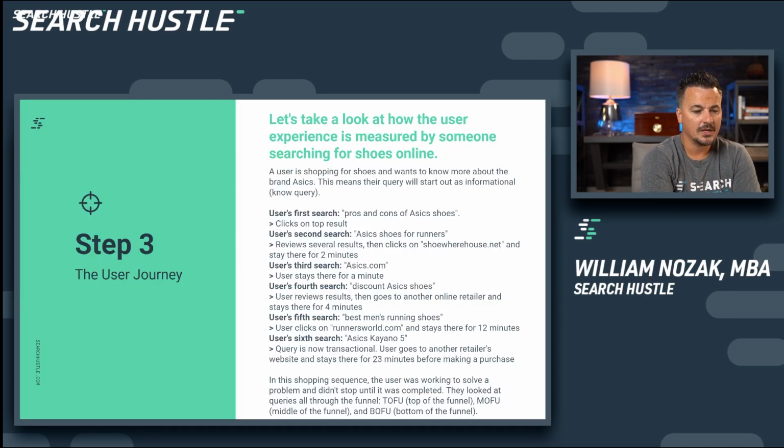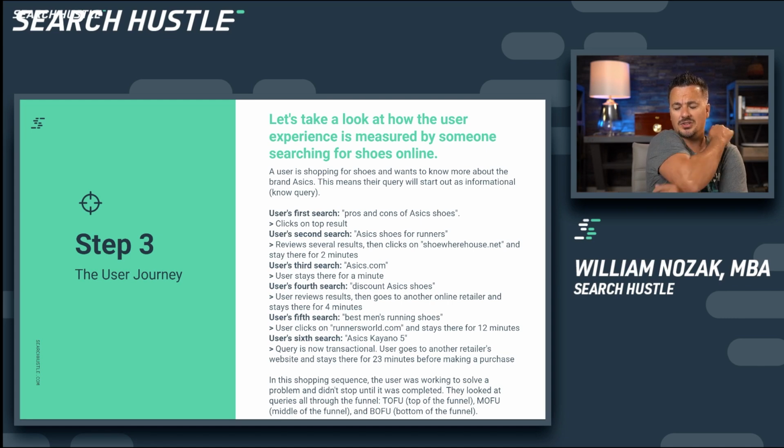Again, very good. So the user journey might look something like this. The user's first search: pros and cons of ASICS shoes, all right? They ran with somebody that wears ASICS shoes. They kind of want to start their research, so they click the top results. This is an informational query. This is top of the funnel. This is the research phase. Expertise, authority, and trust: the strength of your website and the quality of your content is going to affect whether or not you're here in this informational query.